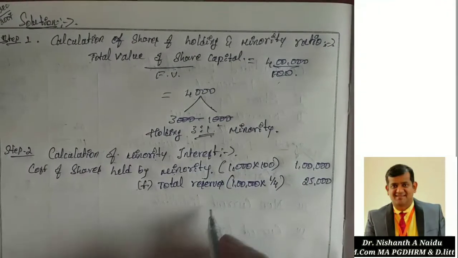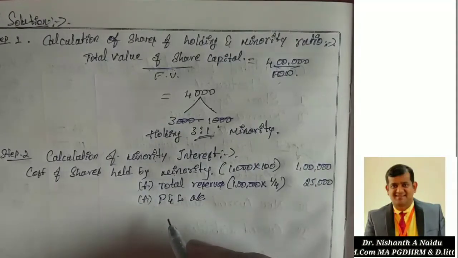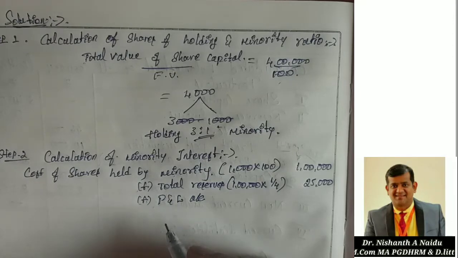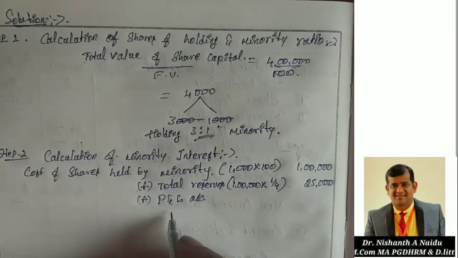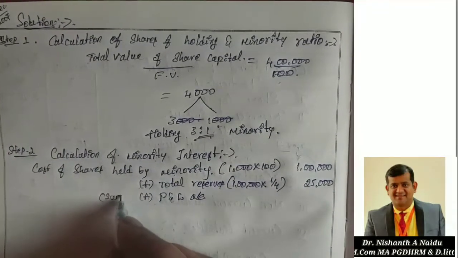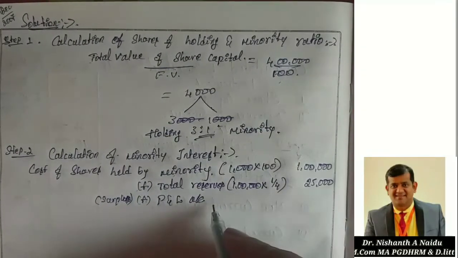After that, you should add P&L. P&L account, how much they have given? That is Q Company Limited P&L account. He has given it as a surplus in this problem. Remember, surplus is nothing but profit. Okay, so to make you clear, I'll write it here. In this problem, he has given it as a surplus. Surplus is nothing but profit.